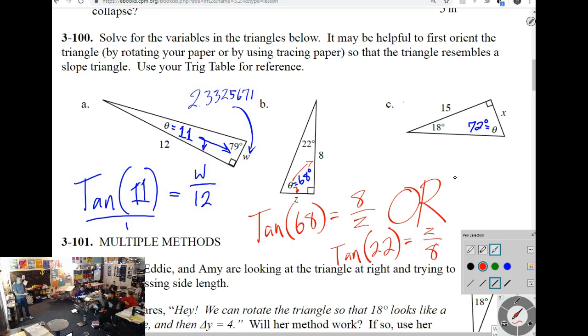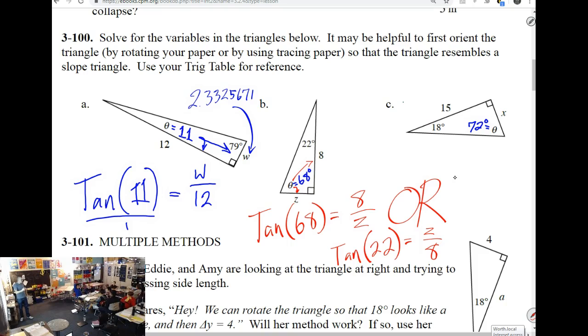So basically, just write tan of the adjacent angle equals rise over run. That's it. We talked about this formula yesterday. Tangent just spits out slope. Slope is just rise over run.